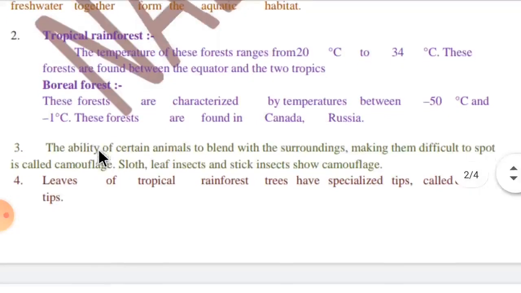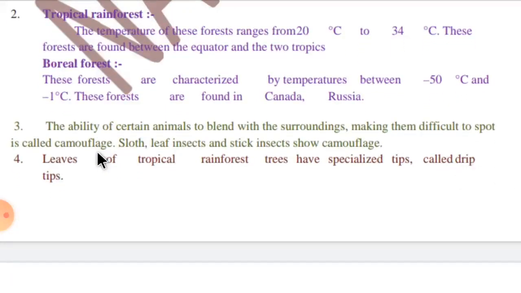Now let's see the third question. What is camouflage? Name two animals that show camouflage. So the ability of certain animals to blend with their surroundings, making them difficult to spot, is called camouflage. Like sloth, leaf insects and stick insects show camouflage.